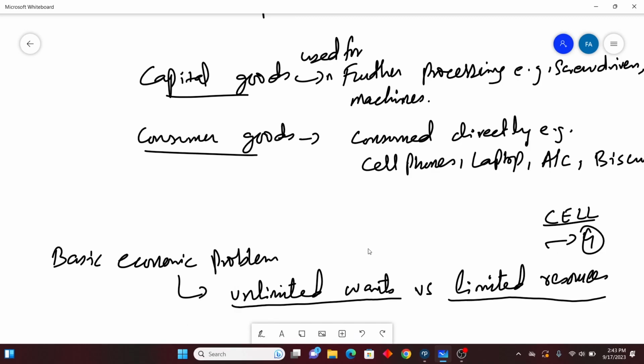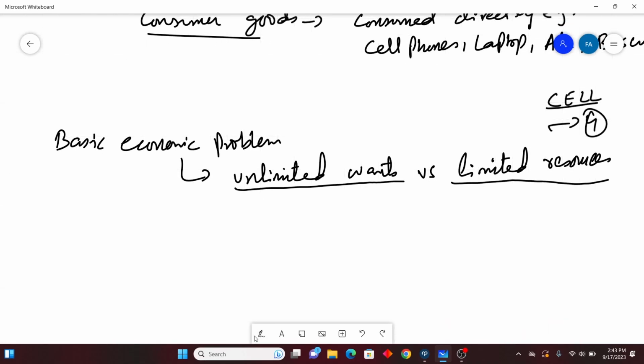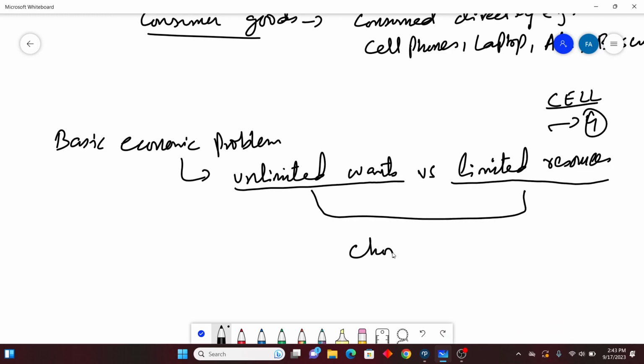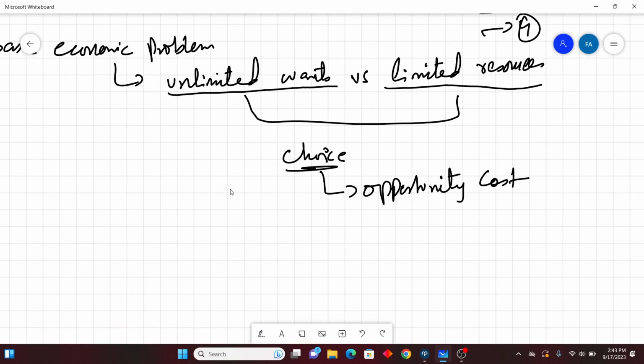Capital, enterprise, land, and labor. So there are four factors of production. So what happens because of this phenomenon, because of this problem, we have to go for a choice. We cannot choose everything, we cannot produce everything. So in order to go for a choice, we go for the concept of opportunity cost, and after the concept of opportunity cost, there is a production possibility curve which is used over here.